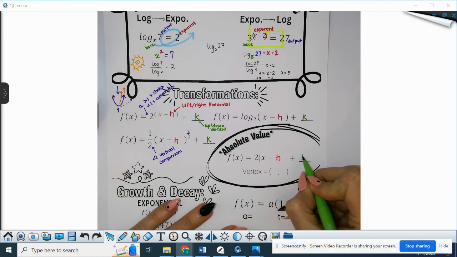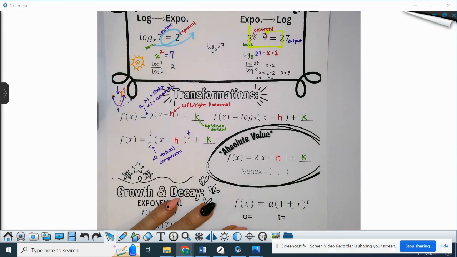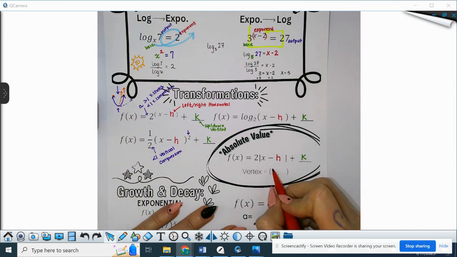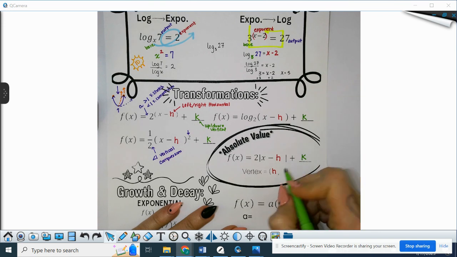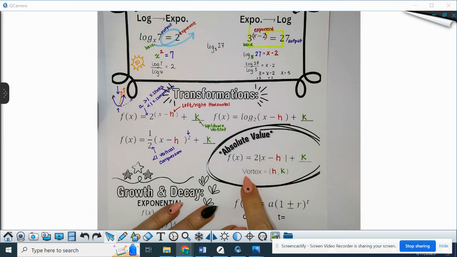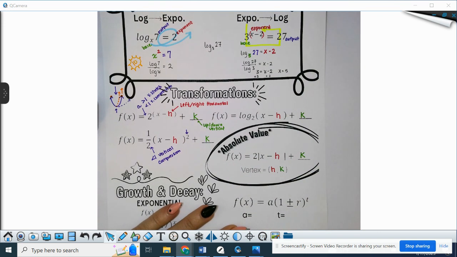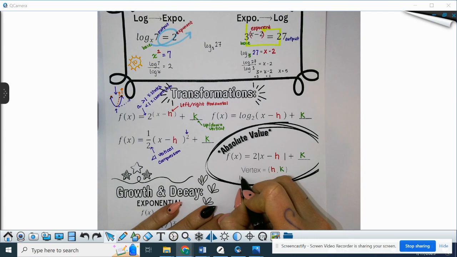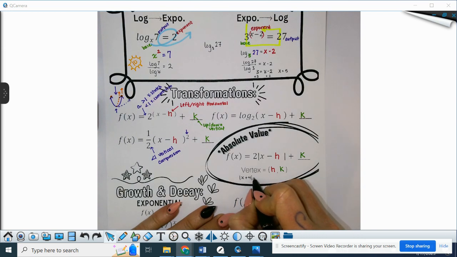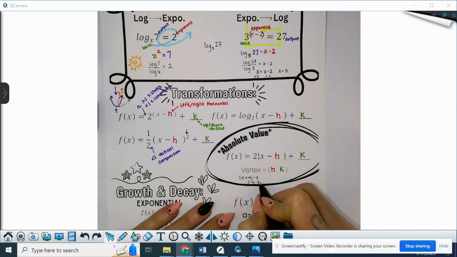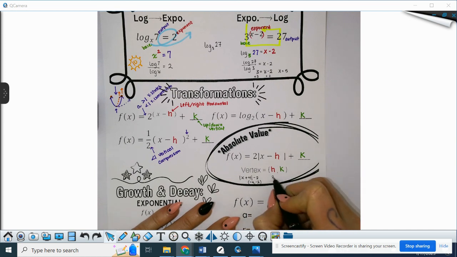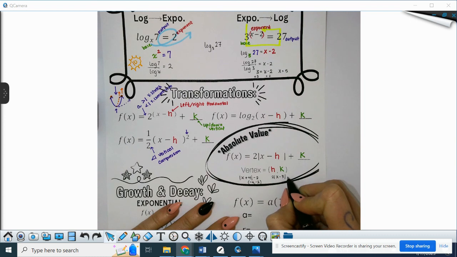Then if it's attached by addition or subtraction, usually on the right-hand side at the end, but it can be anywhere. If it's addition or subtraction, your k value is your up, down. Now, also, hk is your vertex. So hk is your vertex. Now, we were talking about how they're a little different if it looks different. So if I had x plus 4 minus 2, that plus 4 means my vertex is going to be negative 4, negative 2. Now, if it had been x minus 3 plus 2, then that's going to be a positive 3, positive 2.